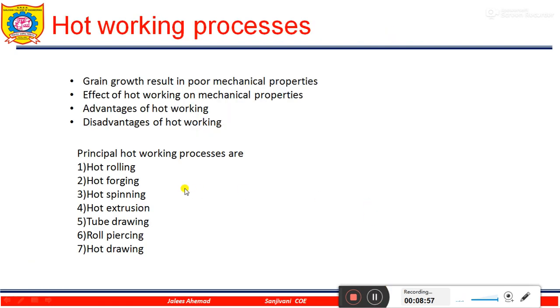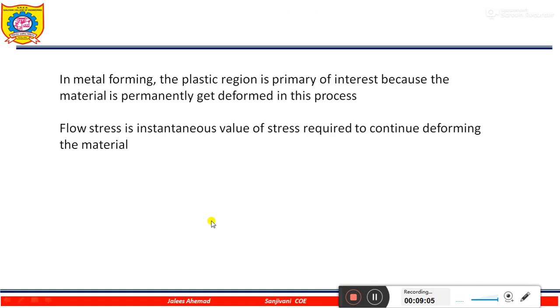These are the principal hot working processes: hot rolling, hot forging, hot spinning, hot extrusion, tube drawing, roll piercing, hot drawing.